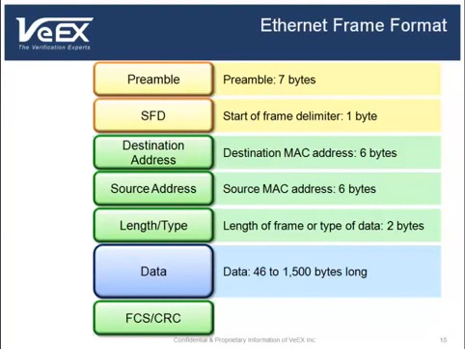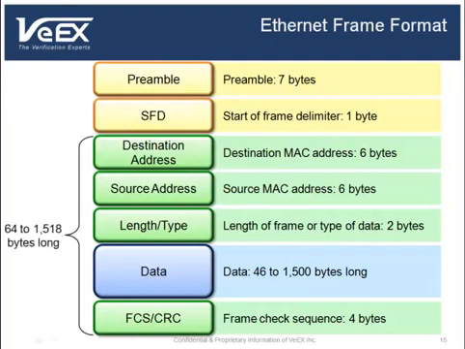If this field contains less than 46 bytes of data, it is necessary to pad this field to reach the minimum number of bytes. Finally, the frame check sequence is a 4-byte cyclic redundancy check field that provides error detection for the frame. Because of the wide variation in the data field's possible size, the Ethernet frame size encompasses between 64 and 1,518 bytes.